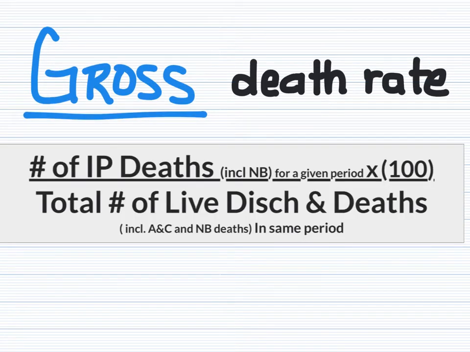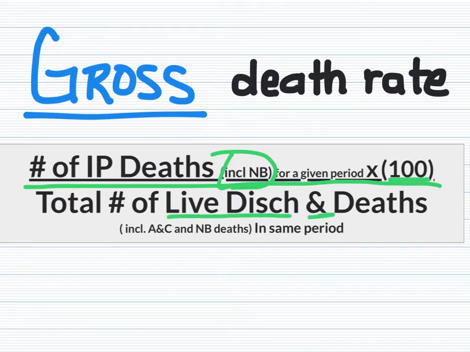Let's first take a look at the formula for the gross death rate. Remember, this is also called the hospital death rate. So here our formula is the number of inpatient deaths, including newborns, for a given period of time times 100 over the total number of live discharges and deaths, which include adults and children and newborn deaths within that same time period.